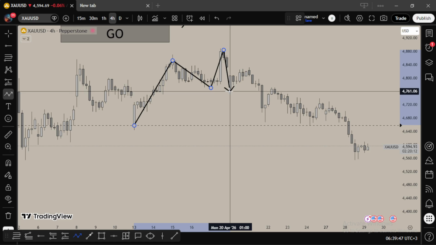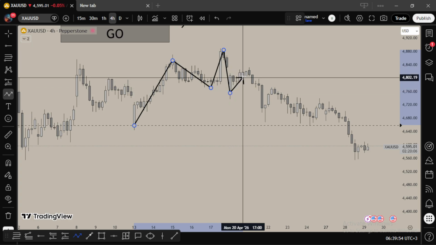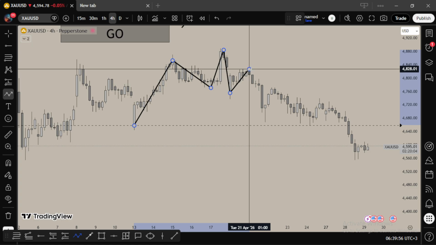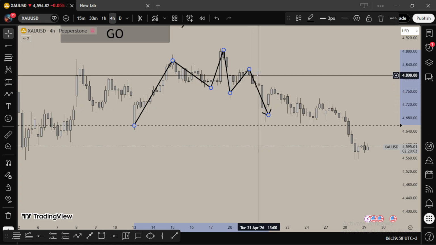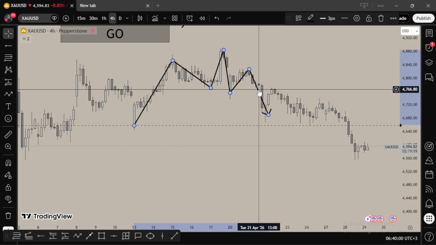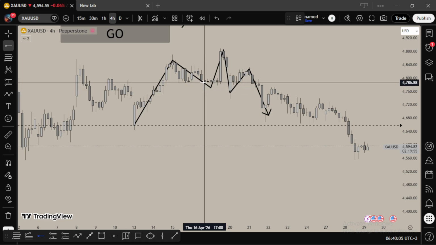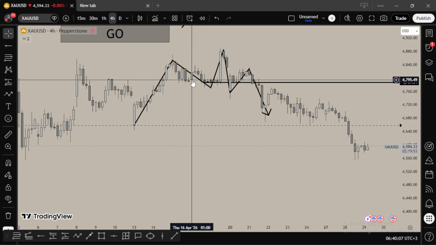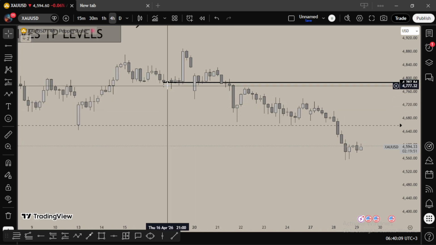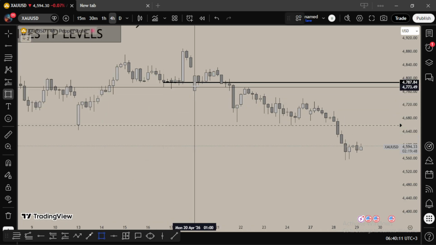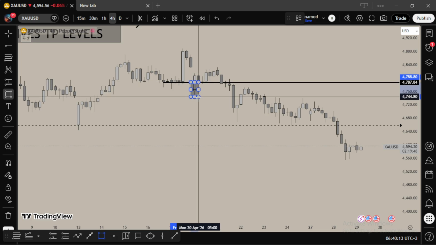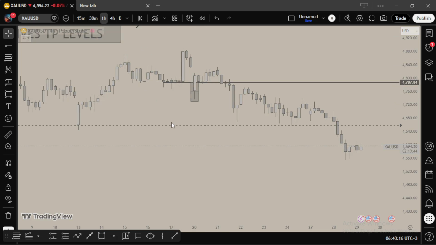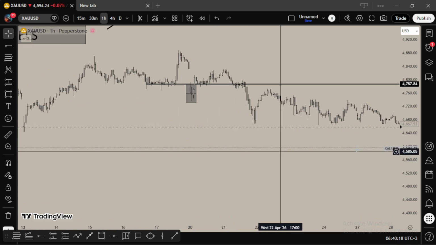Sellers sold into buyers and broke beneath them. Then buyers pushed price back above where they were for sellers to take control. So in this situation, what you have here is an indication. We have an indication that price is going bearish, and this is the indication. So we want to zoom into the 1 hour time frame, and in the 1 hour time frame, we want to see the same thing.